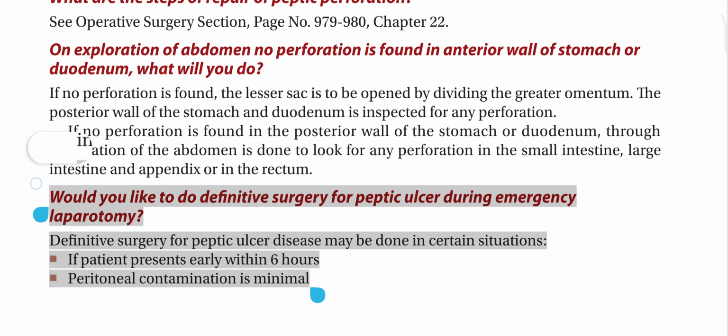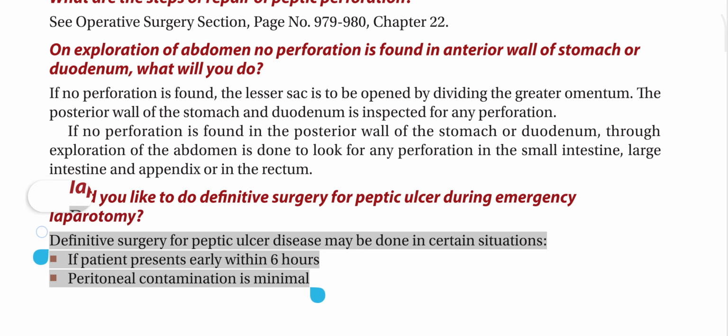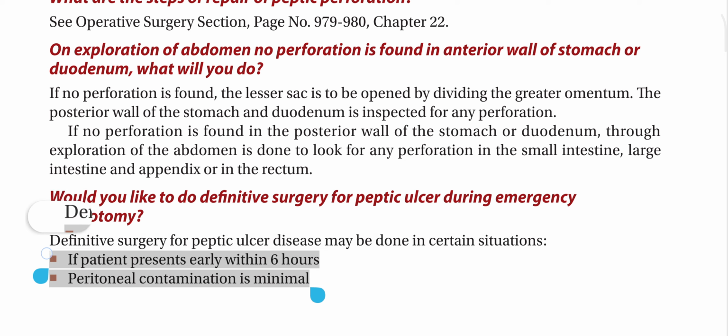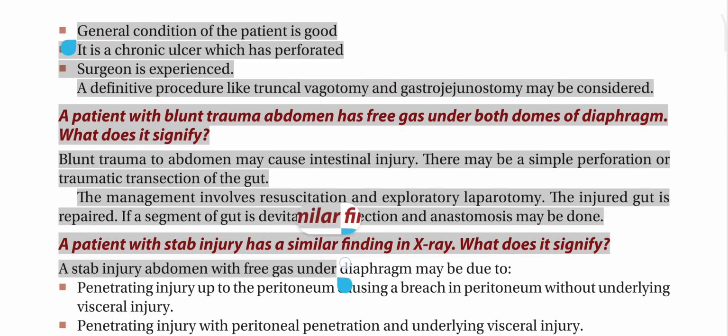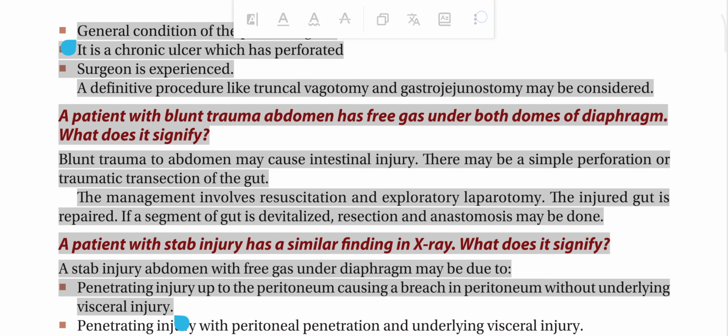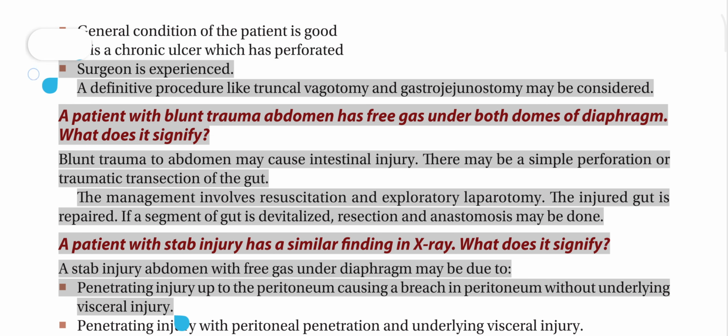Would you like to do definitive surgery for peptic ulcer during emergency laparotomy? Definitive surgery for peptic ulcer disease may be done in certain situations: if patient presents early within 6 hours, peritoneal contamination is minimal, general condition of the patient is good, it is a chronic ulcer which has perforated, and surgeon is experienced. A definitive procedure like truncal vagotomy and gastrojejunostomy may be considered.